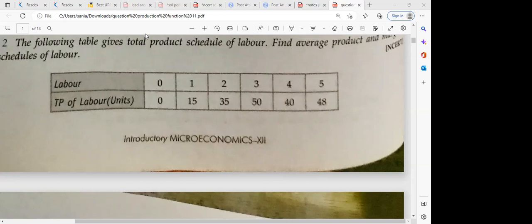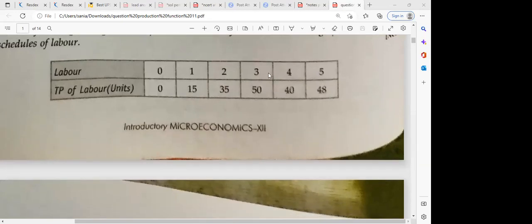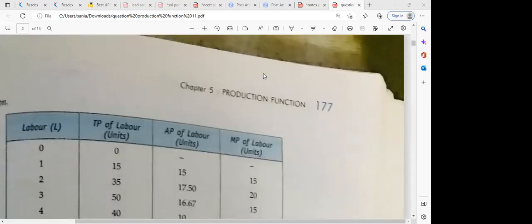Ma'am, can you tell how do we find AP? What is the formula? For AP, it is TP by units of variable factor. Ma'am, what do we write in the denominator? Variable factor is this, na? Yes, ma'am. So do we write 5? Why 5?